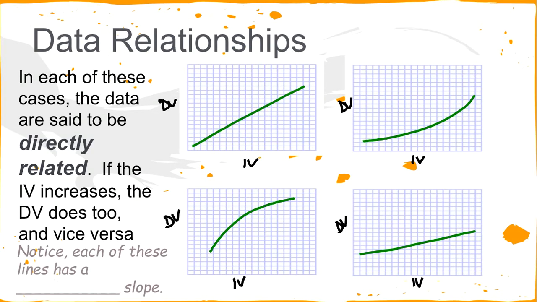We're now looking at the back of the first page in your packet. This is the relationships and how we describe the relationships. This relationship here is called directly related. Directly related shows that as the independent variable goes up, the dependent variable also goes up. And the one thing you'll notice that all of these have in common is that they have a positive slope. So that means that the line goes up from left to right.